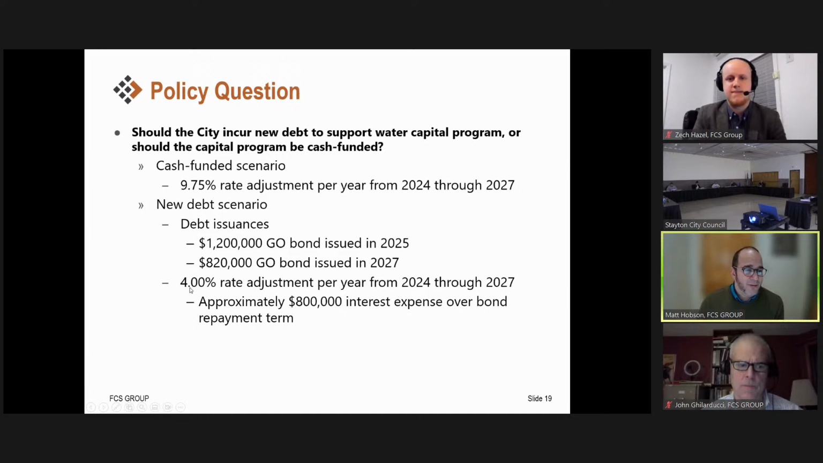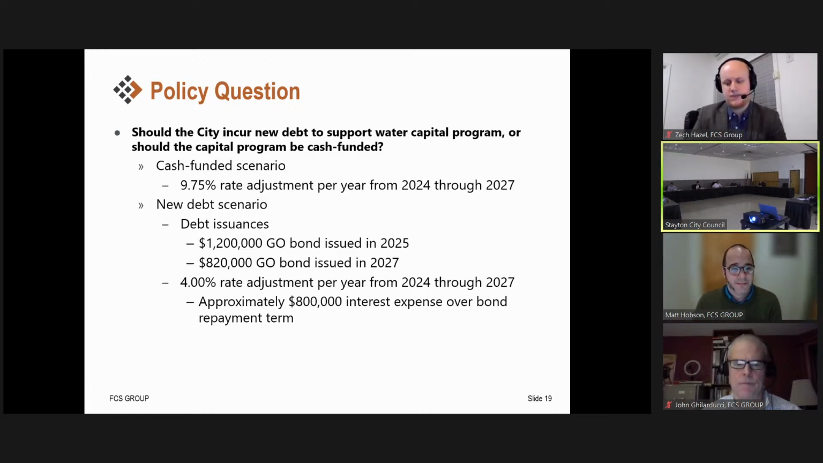The upside of the debt scenario is that it lowers your rate increases up front from 9.75 down to 4. The flip side, though, of that choice is that the city would incur approximately $800,000 interest expense over the lifetime of that bond. Once again, taking on new debt spreads the cost, but it also restricts future cash to pay for the interest expense. It's a policy choice for council, and we're just trying to present it as a discussion topic for tonight's session.